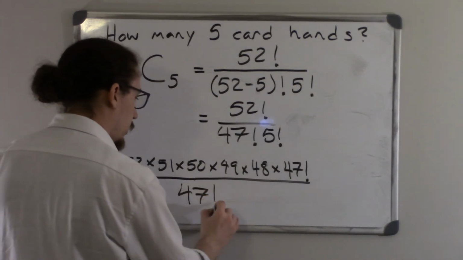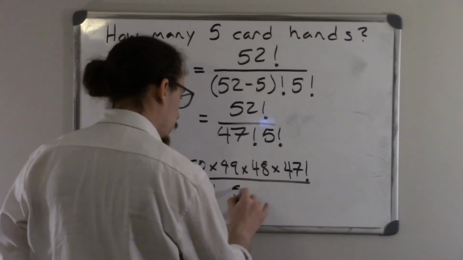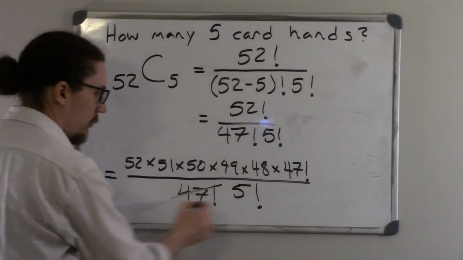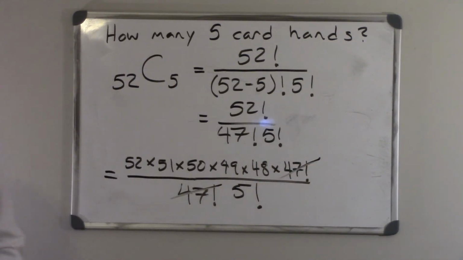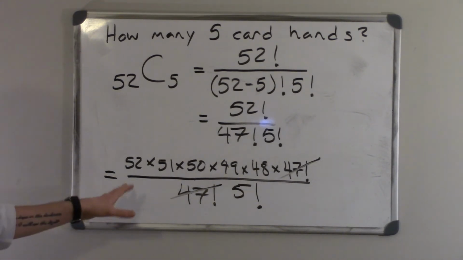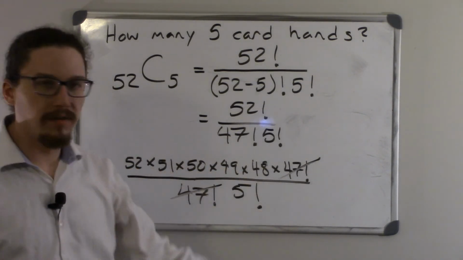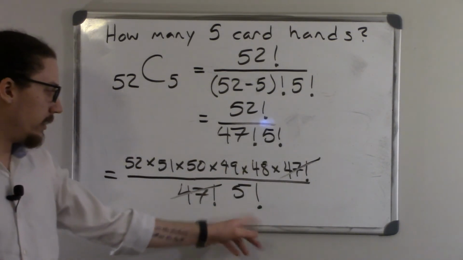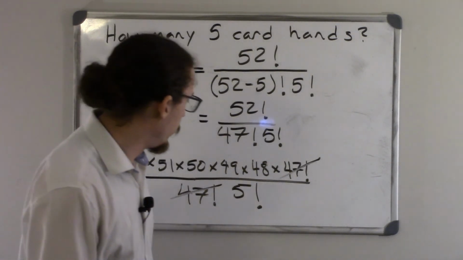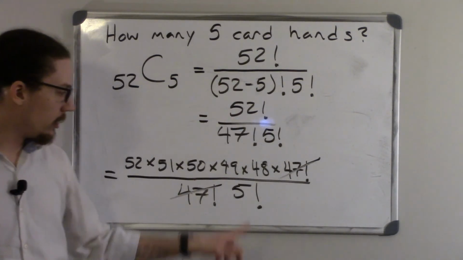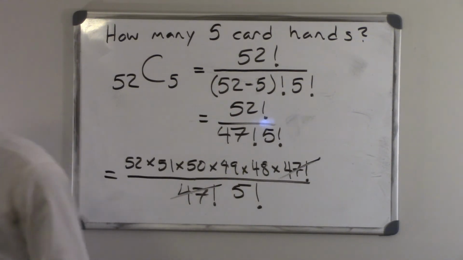Then we've got in the denominator 47 factorial times 5 factorial. Well, now that 47 factorial cancels out, and you've got something a lot more manageable. We can pretty easily enter this into our calculator. This way we're only multiplying 5 numbers in the numerator, and 5 in the denominator as well. Also, because of the way we've done these notes, we know that 5 factorial is 120.